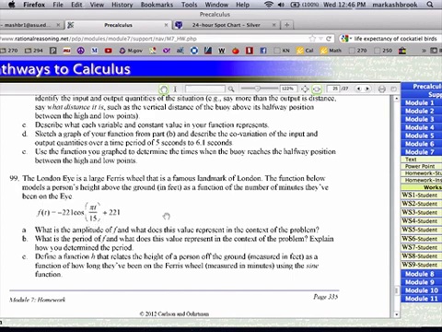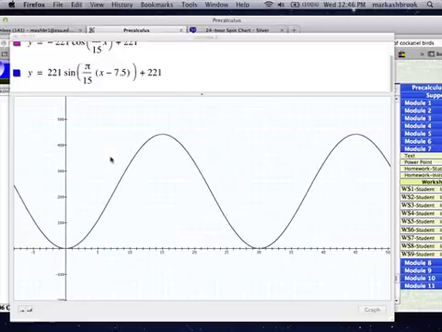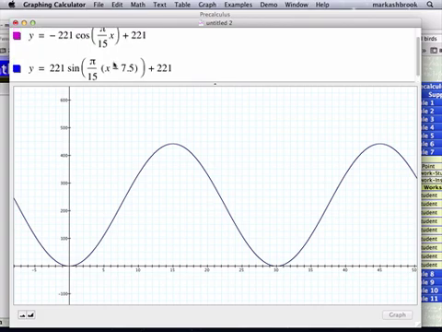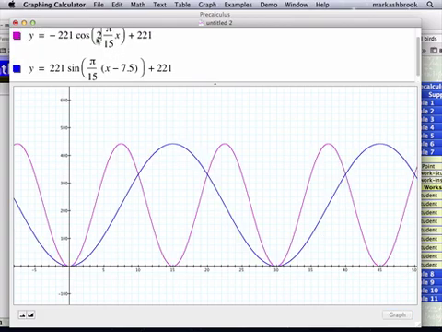Let's try it on the graphing calculator. So I'll keep the sine, the one we developed. And so we'll take that original one. If we multiply it by 2, it ought to turn twice as fast, and it does. So that's the pink one. Turns twice as fast.